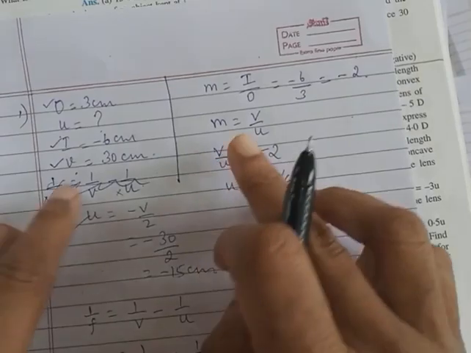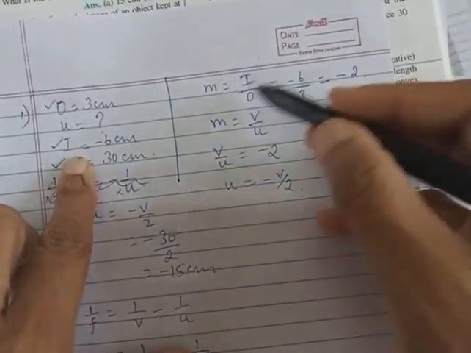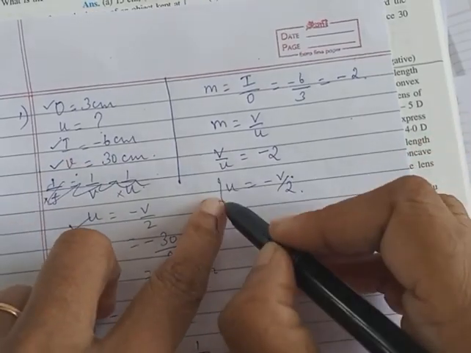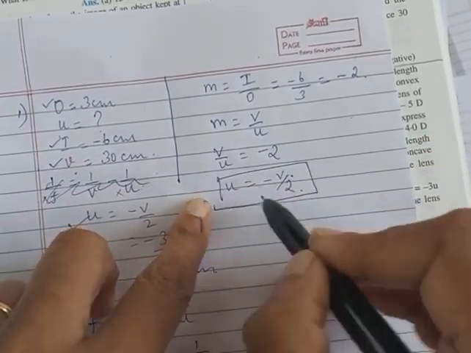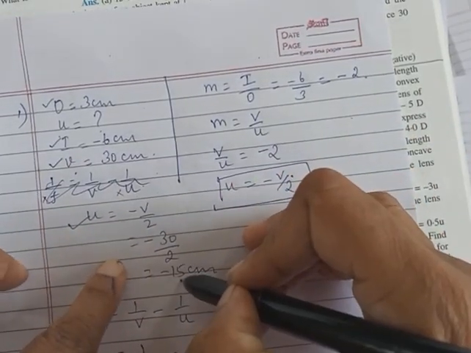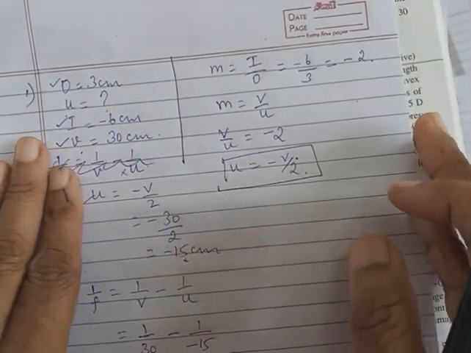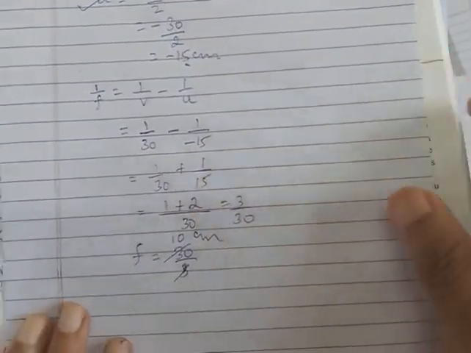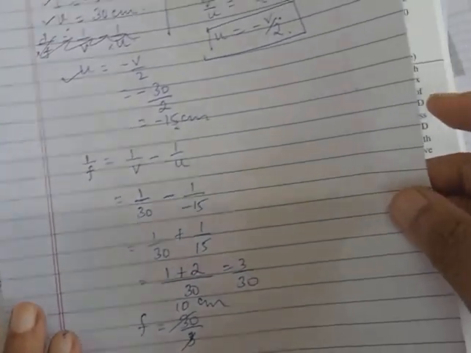So if I and O are given, then you have to use this formula first, get the relationship between U and V, and then you can put it. So this is the second type of numerical that we are going to see. Hope you are clear with this numerical.